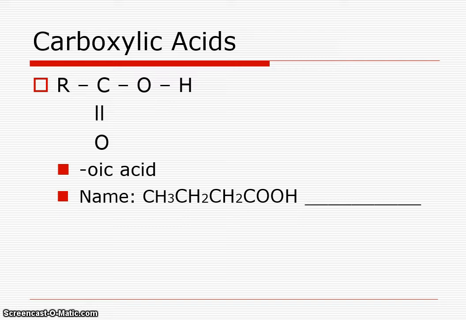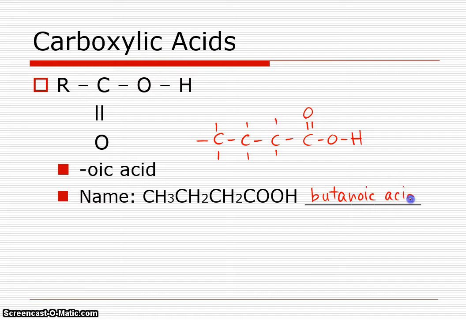We need to name this, and it looks very overwhelming to name, but again, if we draw it, not so bad. So we have CH3, CH2, CH2, and then COOH. I can now see that it's 1, 2, 3, 4 for butane. So I'm going to call it butanoic acid.